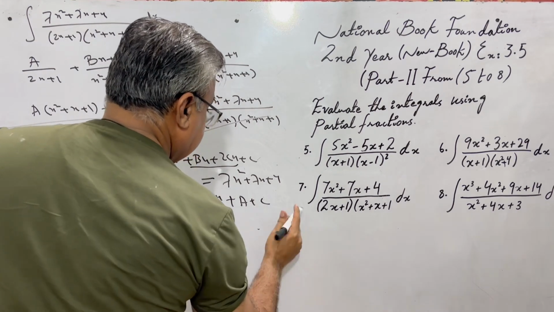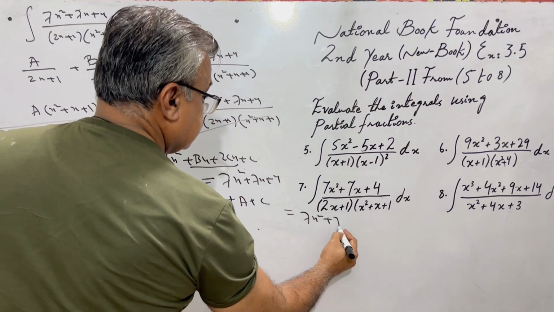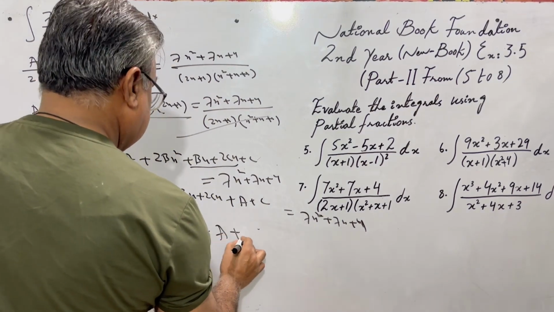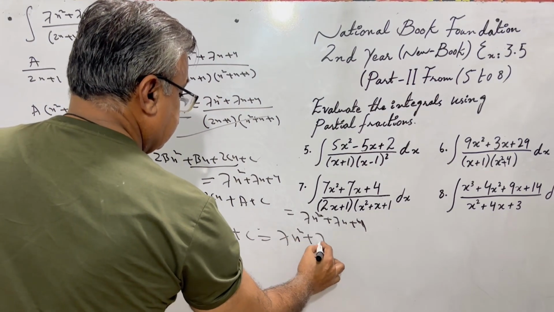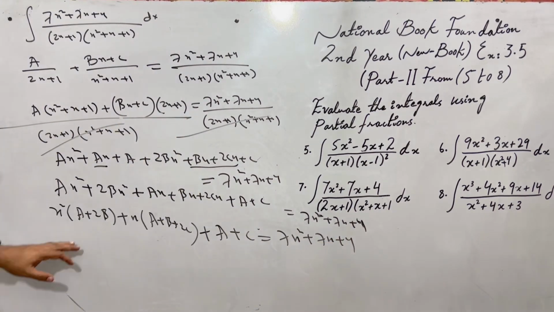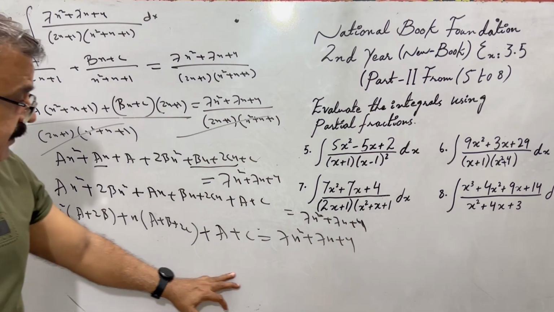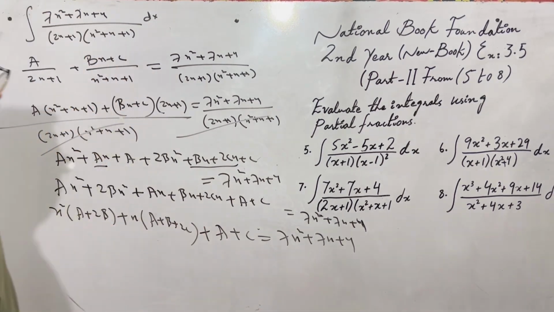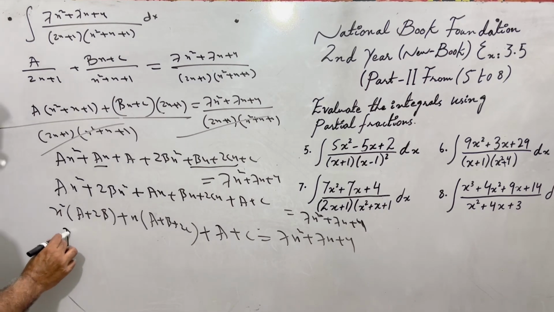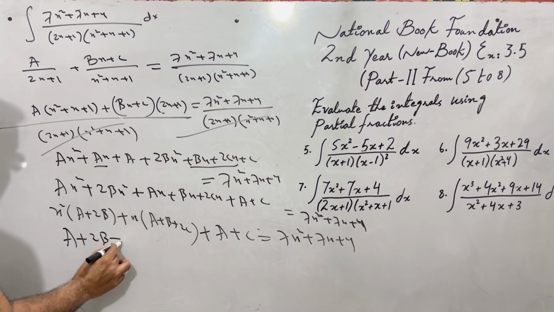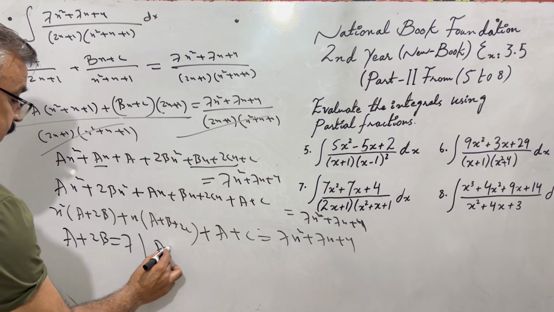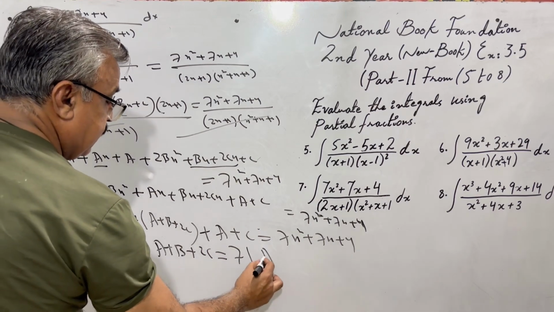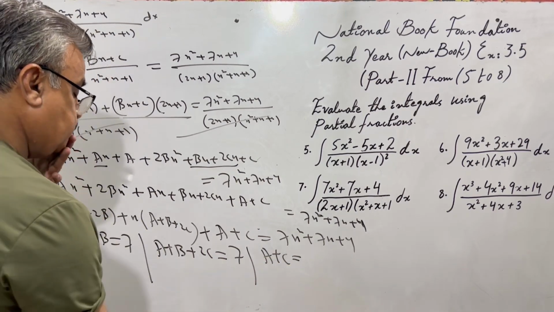Continuing our journey, let me write this one here. Comparing the coefficients of x square, a plus 2b is equal to 7, a plus b plus 2c is equal to 7, a plus c is equal to 4. Let's see and find out what we have. A plus 2b, it's our 7. Second is a plus b plus 2c, it's our 7. Next, a plus c is equal to 4.